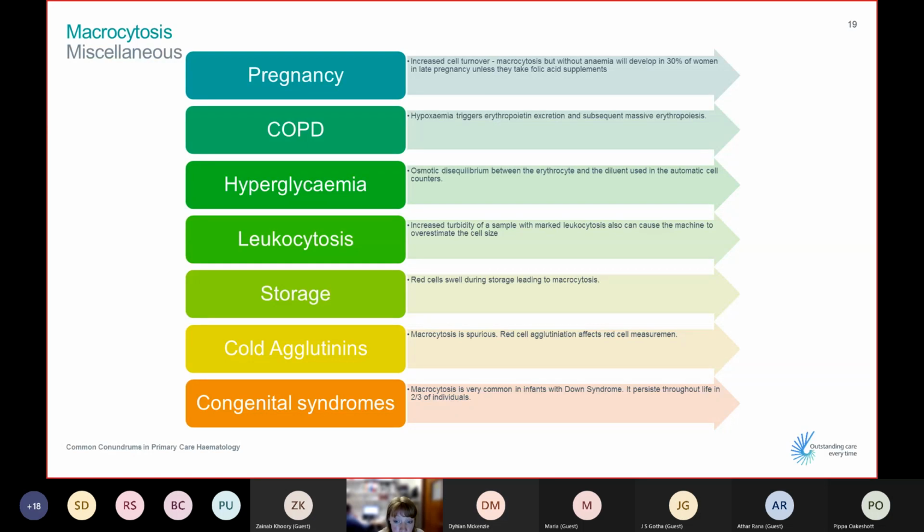When cells are in storage, they swell. So cells that are left in transit or inappropriately stored can become macrocytic. And patients with cold agglutinins, when the red cells agglutinate, it affects red cell measurement, leading to a spurious macrocytosis. And there are some congenital syndromes that are linked to macrocytosis. It is very common in infants with Down syndrome, and in some studies macrocytosis is found to persist throughout life in 2/3 of individuals with Down syndrome.